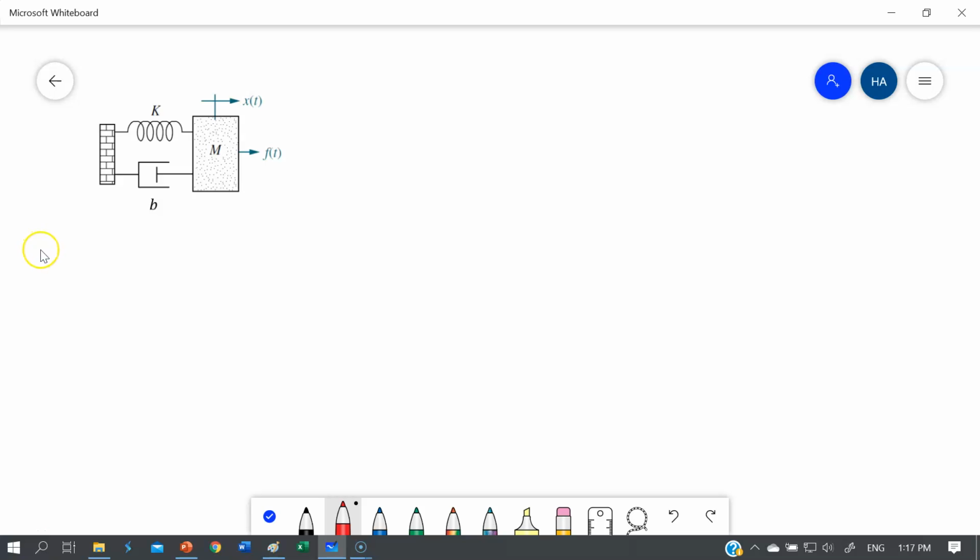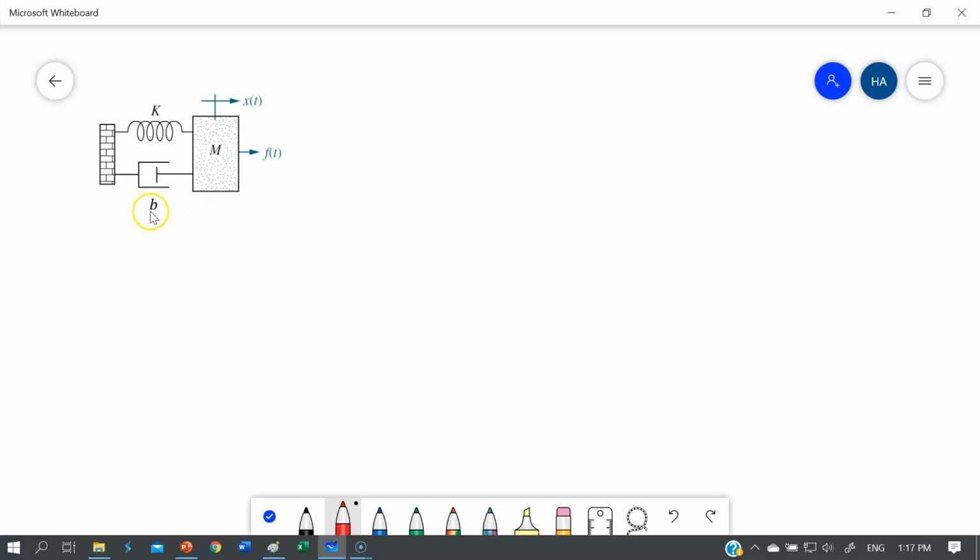In this video, I will show you the solution to a sample problem on modeling of mechanical systems. So for question number 1, you are given a mass spring damper system like this, and you are asked to determine the differential equation that represents this system.